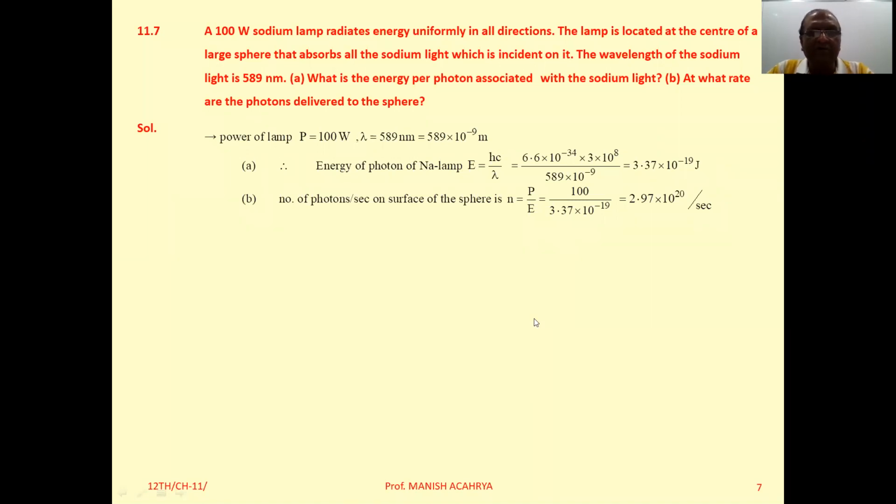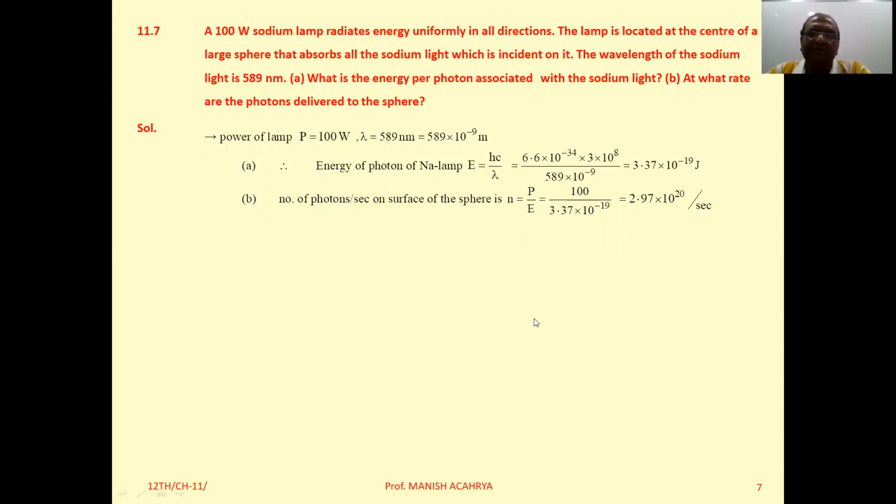A 100-watt sodium lamp radiates energy uniformly in all directions. The lamp is located at the center of a large sphere that absorbs all the sodium light which is incident on it. The wavelength of the sodium light is 589 nanometer. A: What is the energy per photon associated with the sodium light? B: At what rate are the photons delivered to the sphere?